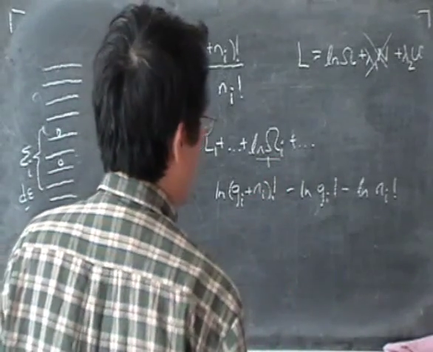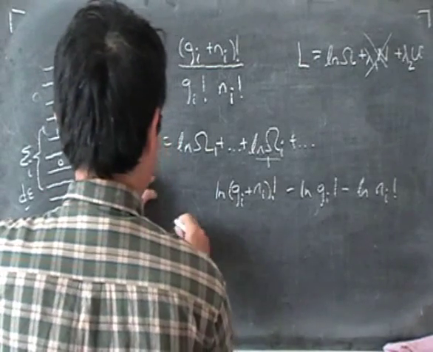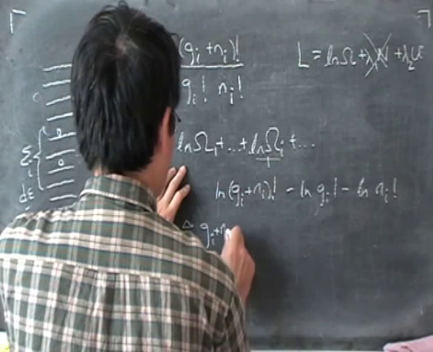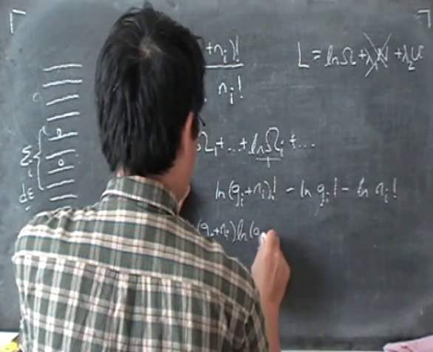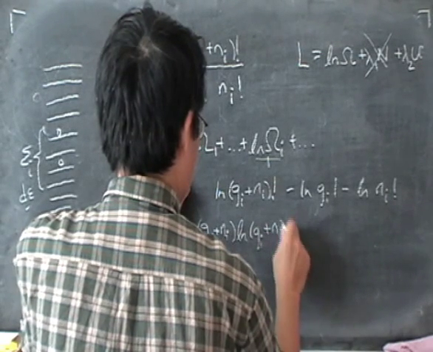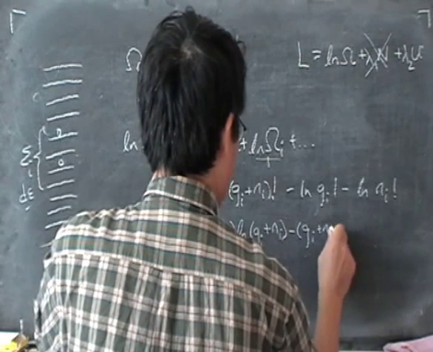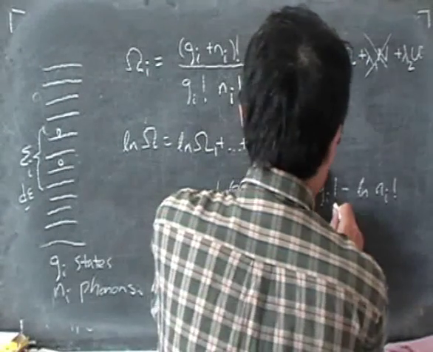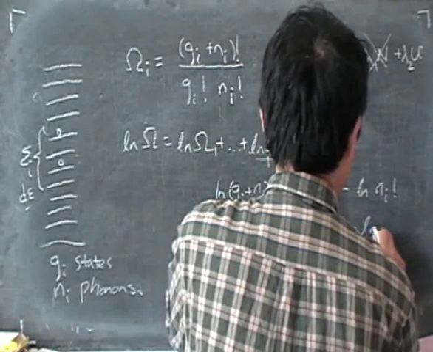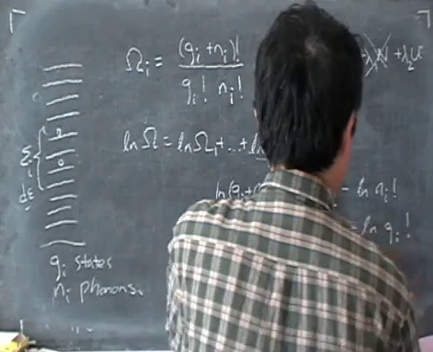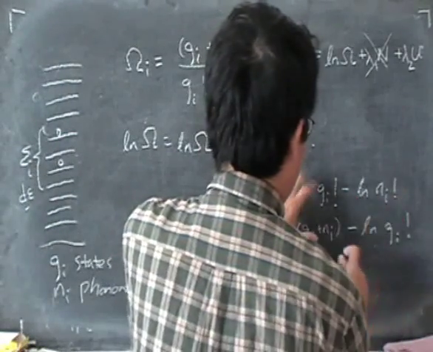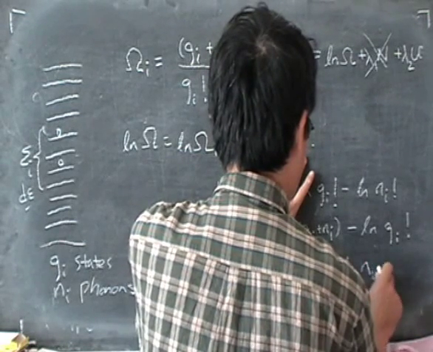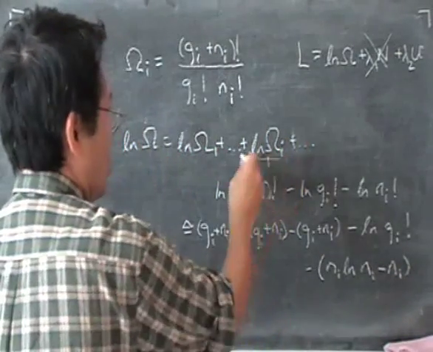Alright, so just that. And Stirling's approximation then gives approximately gi plus ni bracket log gi plus ni minus bracket gi plus ni. Alright, and I would have minus log of gi factorial, but that's going to differentiate to 0, so I'm just going to leave it as log gi factorial. And I would write minus log ni factorial using Stirling's approximation as ni log ni minus ni. So that's what this log omega I looks like.